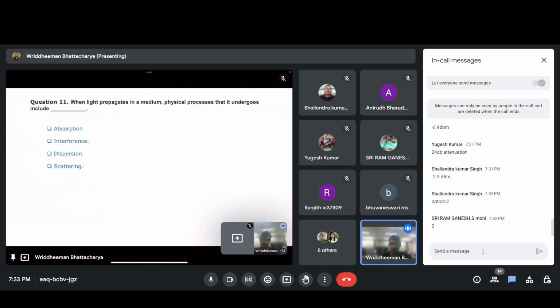The next question is a multiple correct answer question, so more than one option is correct among these four. When light propagates in a medium, the physical processes that it undergoes include which of these? Suppose light is going through a medium of water, 1.5, or oil.